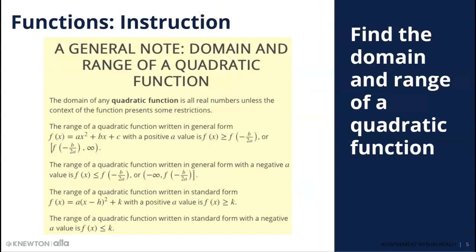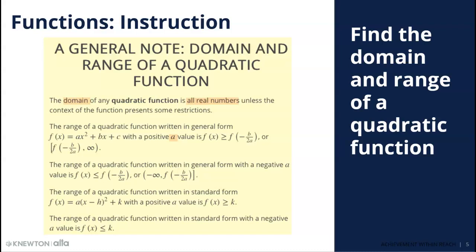And so, as a general note on the domain and range of a quadratic function, always remember that the domain of any quadratic function is just the set of all real numbers, but the range is restricted. Now, how would we know what the restriction is? We're just going to look at the value for a, because the value for a tells us whether the graph is concave up, or the graph opens upward, or the graph opens downward.